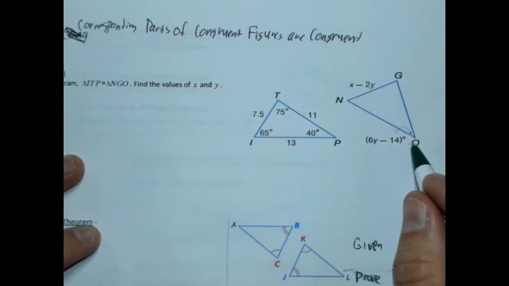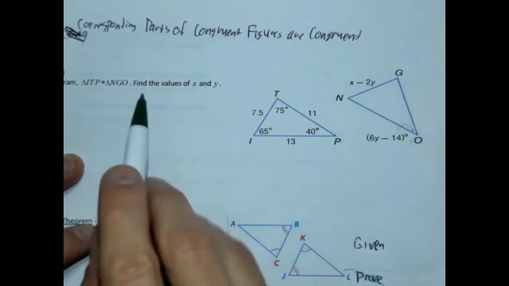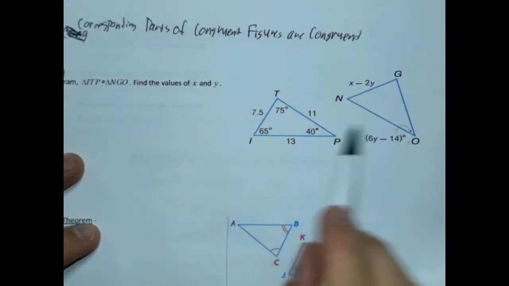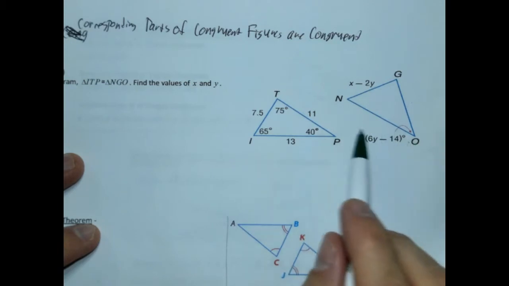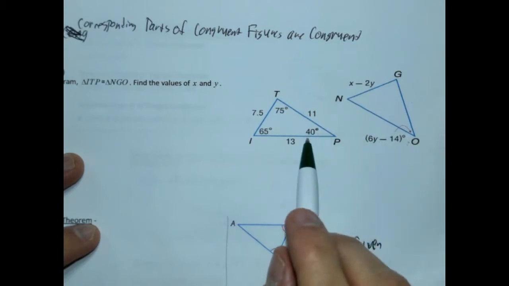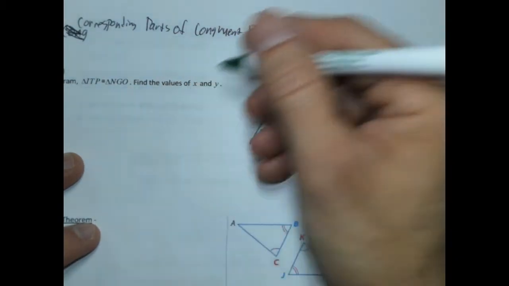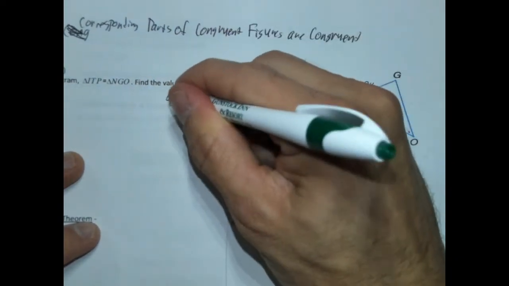So O, okay, this is part of angle O. So O is here, it's the last letter. It's going to match up with P. So P and O match up. So I can set P equal to O and solve for y here. Because P is 40 degrees, which means this whole thing is 40 degrees. So we're going to say 40 degrees equals 6y minus 14.